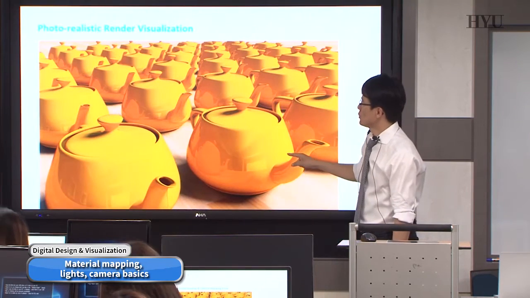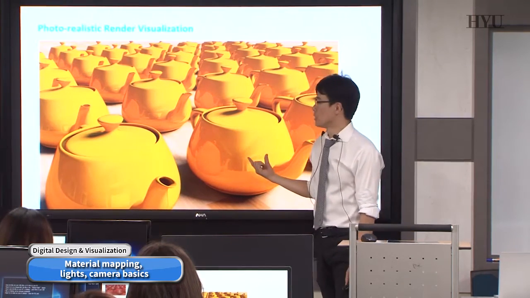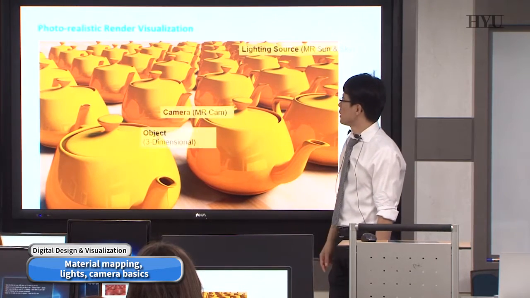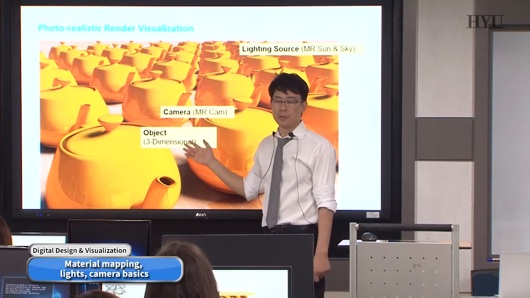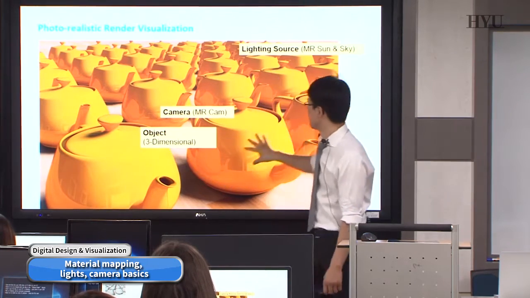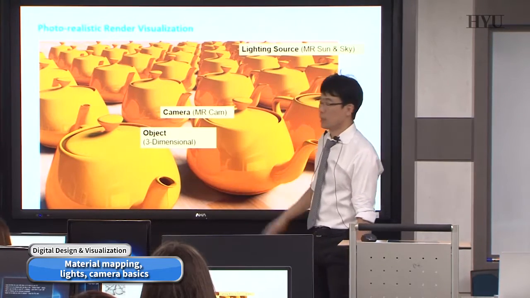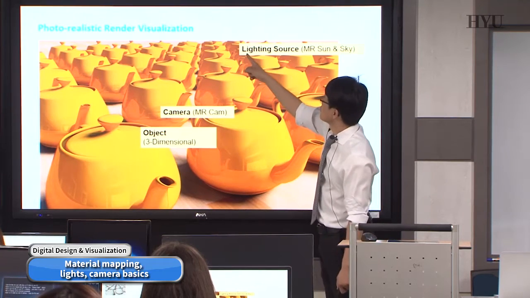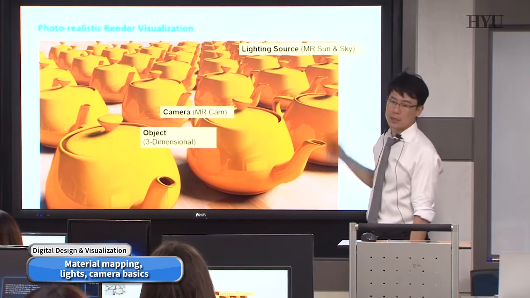This is photorealistic render, okay? For doing this, what you need, take a look. For this type of rendering, first you need a camera, but it's a default camera, your view. And of course you need an object, a number of copied teapots on a plane. This is your lab exercise number 3 today. And there should be a lighting source. In this model, there is only mental ray sun and sky, okay?